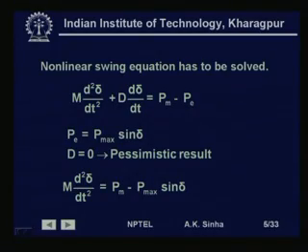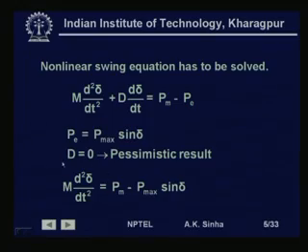Now, if it is a sustained oscillation, which means that in an actual system, because of the presence of damping, the oscillations will slowly die out and the system will come back to a new steady state or a new synchronous operating point. So, assuming this d to be 0, we will get M d2 delta by dt2 is equal to Pm minus P max sine delta. P we are writing as P max sine delta.